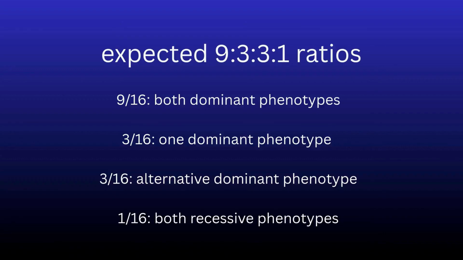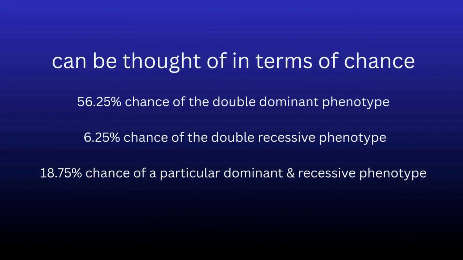If only a single dihybrid cross is made, then the 9:3:3:1 ratio can be thought of in terms of chance. For example, there being a 56.25% chance of the double dominant phenotype occurring in a chick and a 6.25% chance of the double recessive phenotype.